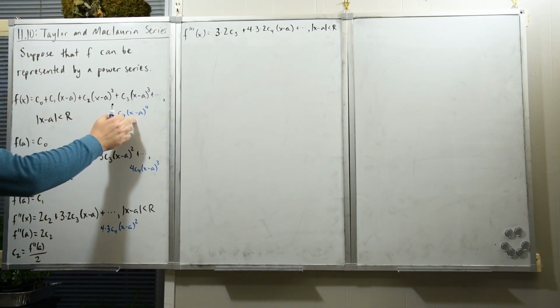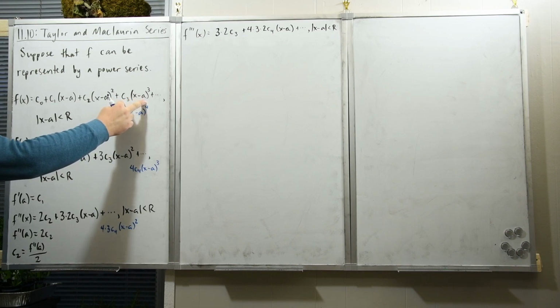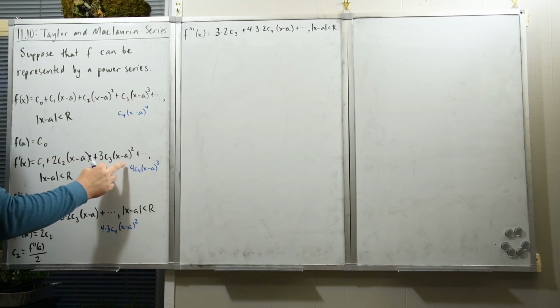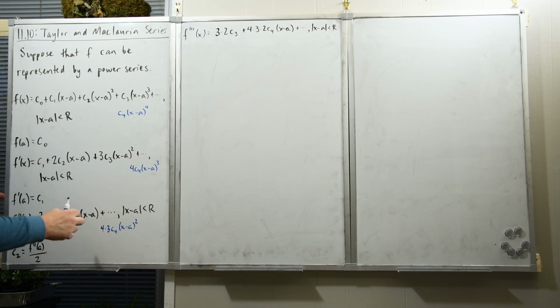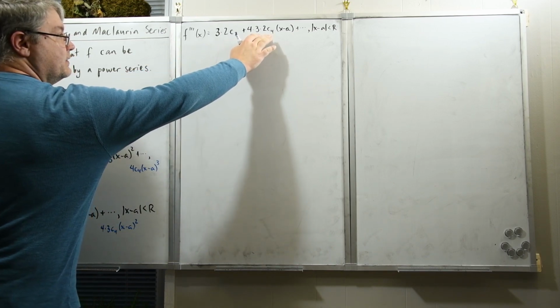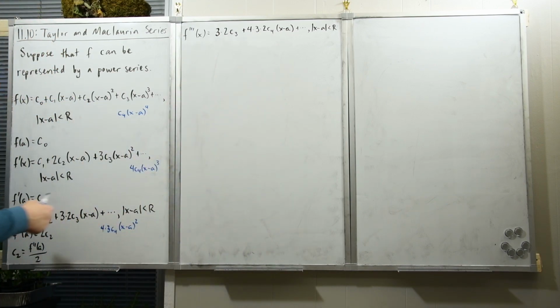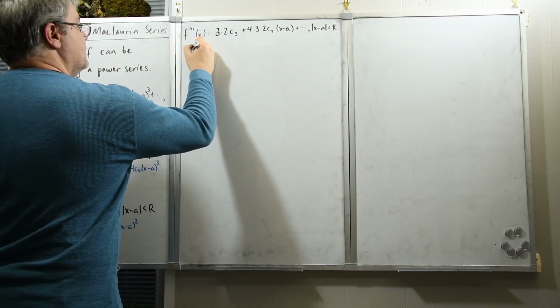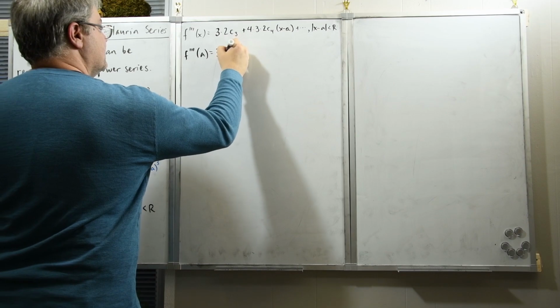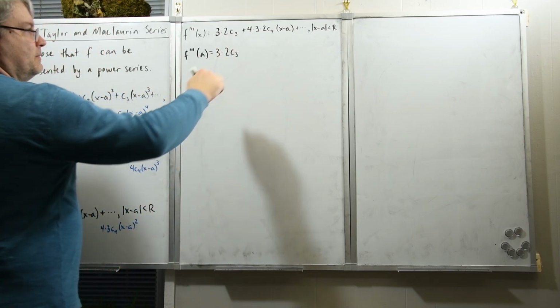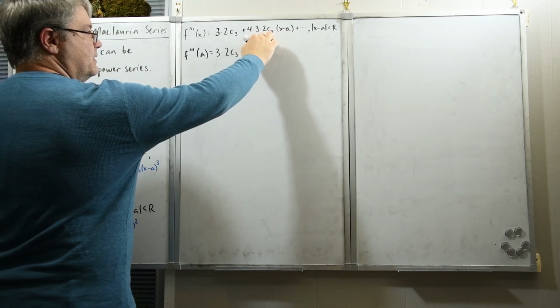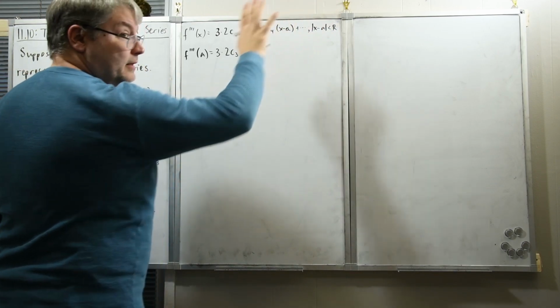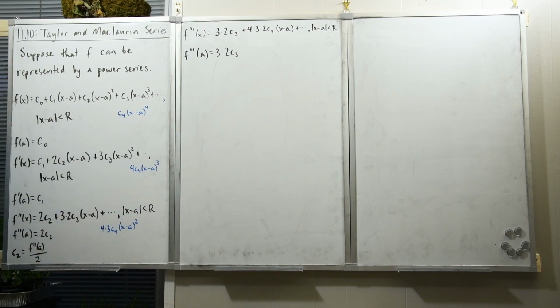So what we have in blue here is just the term that would follow this piece here. This would follow this piece, this would follow this piece, and then I just went ahead and wrote out what the derivative of this thing would be in the representation we have for f triple prime. But notice, if we were to plug in a for x, f triple prime of a would be 3 times 2 times c3. And then you'd have 4 times 3 times 2 times c4 times a minus a, so that would zero out, and everything else beyond that would zero out when we plug in a for x.